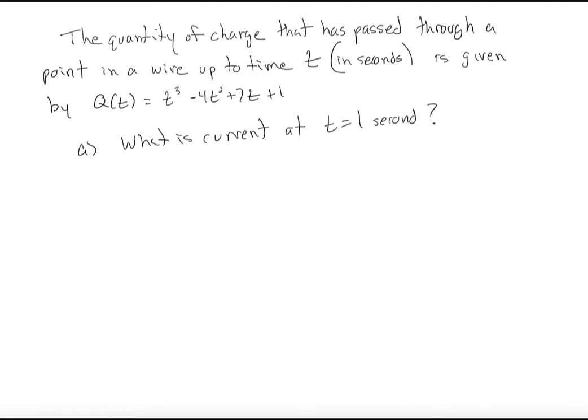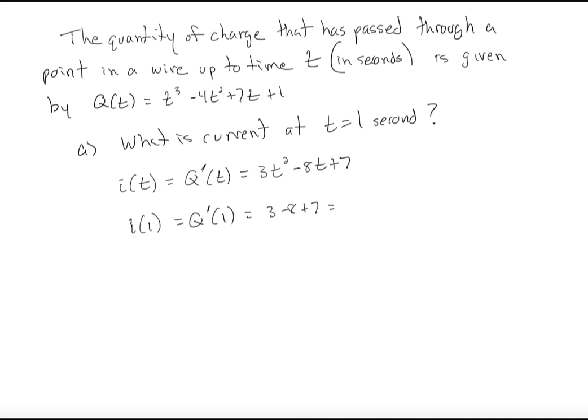As we just discussed, the current as a function of time is going to be the rate of change of charge. So if we take the derivative of q, we're going to get 3t squared minus 8t plus 7. If we want the current at 1 second, we plug 1 into our rate of change of charge. What are we going to get in that case? 3 minus 8 plus 7, so that's negative 5 plus 7, or 2. Remember, this is coulombs per second, but we're going to call that amps.